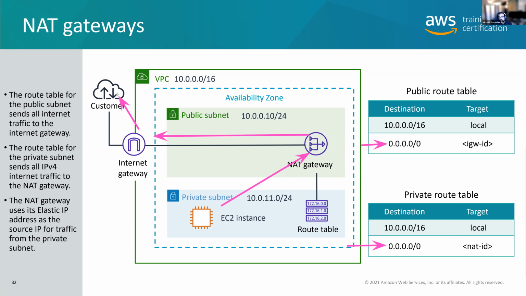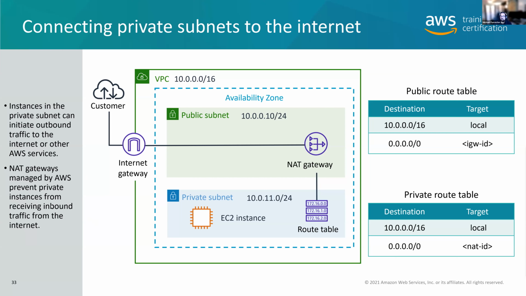And that's a NAT gateway. This is how you connect private subnets to the internet for outbound traffic only, right? So notice that NAT gateways managed by AWS prevent private instances from receiving inbound traffic.